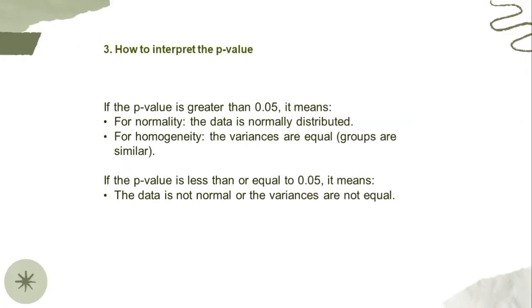And number 3, how to interpret the p-value. If the p-value is greater than 0.05, it means for normality, the data is normally distributed. For homogeneity, the variances are equal. And if the p-value is less than or equal to 0.05, it means the data is not normal or the variances are not equal.